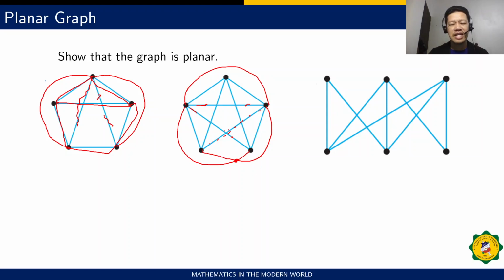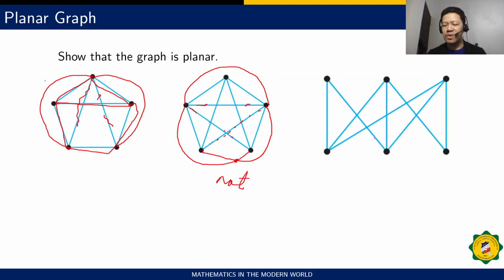But in this case, it's not planar. It's impossible to make it actually a graph without intersecting lines. So this graph here, the original graph, is not a planar graph. So this one is not a planar graph.